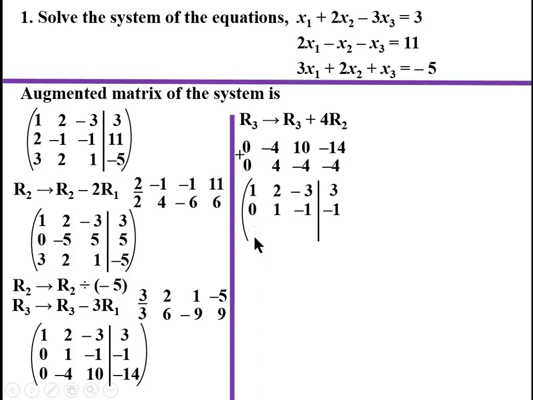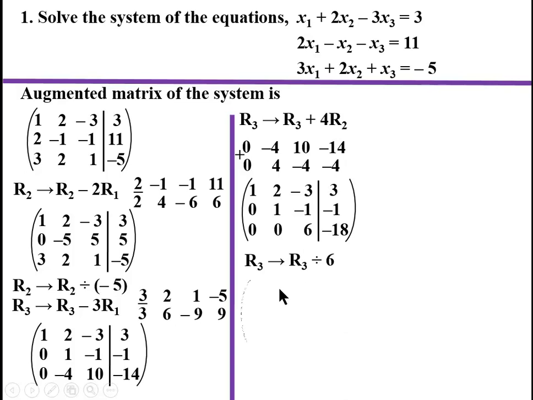0 plus 0 gives 0, negative 4 plus 4 gives 0, 10 plus negative 4 gives 6, and negative 14 plus negative 4 gives negative 18. And again, we have reduced this to 1. We need to make this 1. So row 3 now becomes row 3 divided by 6.